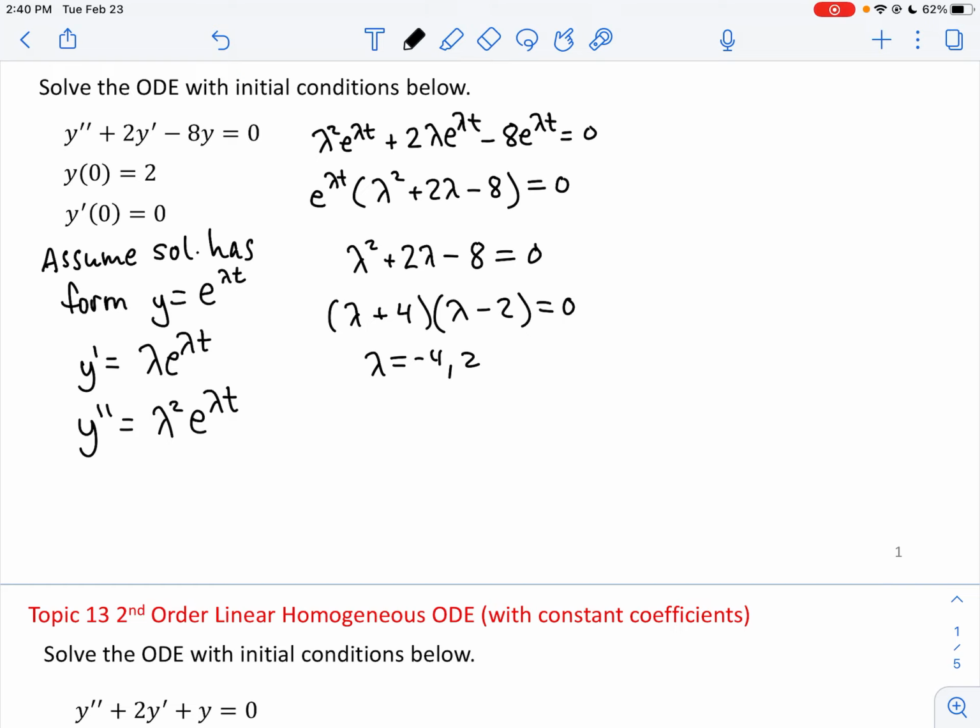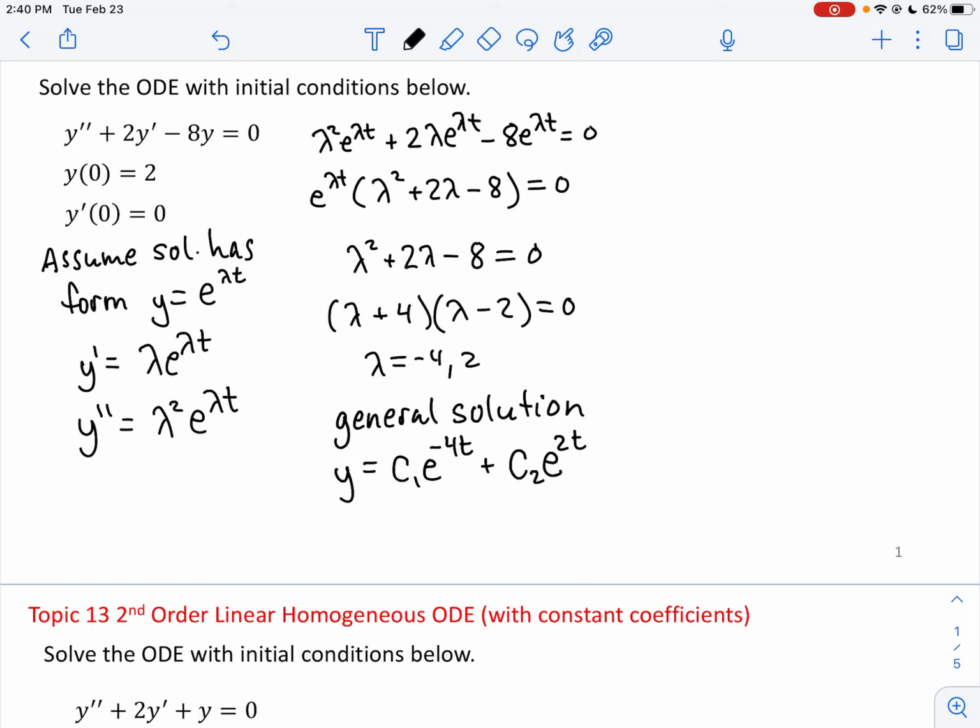Thus, we can create a general solution by combining them with constants. So our general solution is going to be c1 times e to the first lambda, which is negative 4, times t, plus another constant we'll call c2 times e to the next lambda, which is 2t. And here's our general solution.